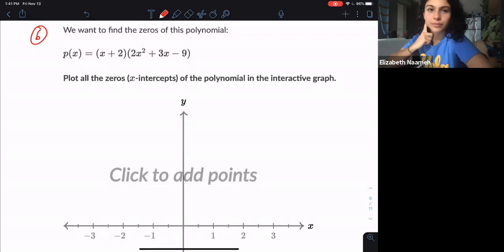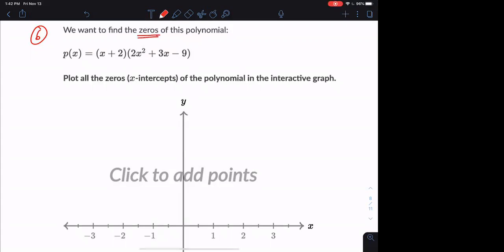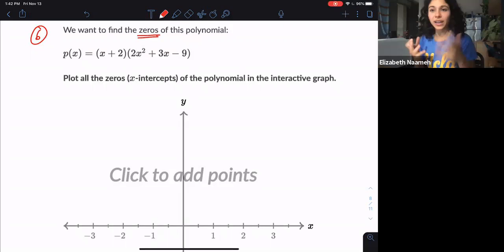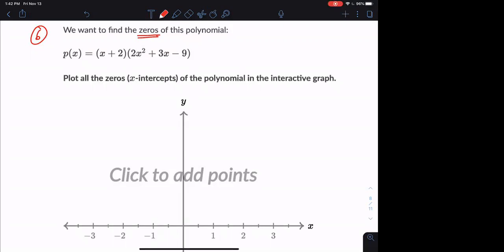First step. I'm not sure, to be honest. So if they say find the zeros, what are they asking us for? The x-intercepts. How do we find x-intercepts?